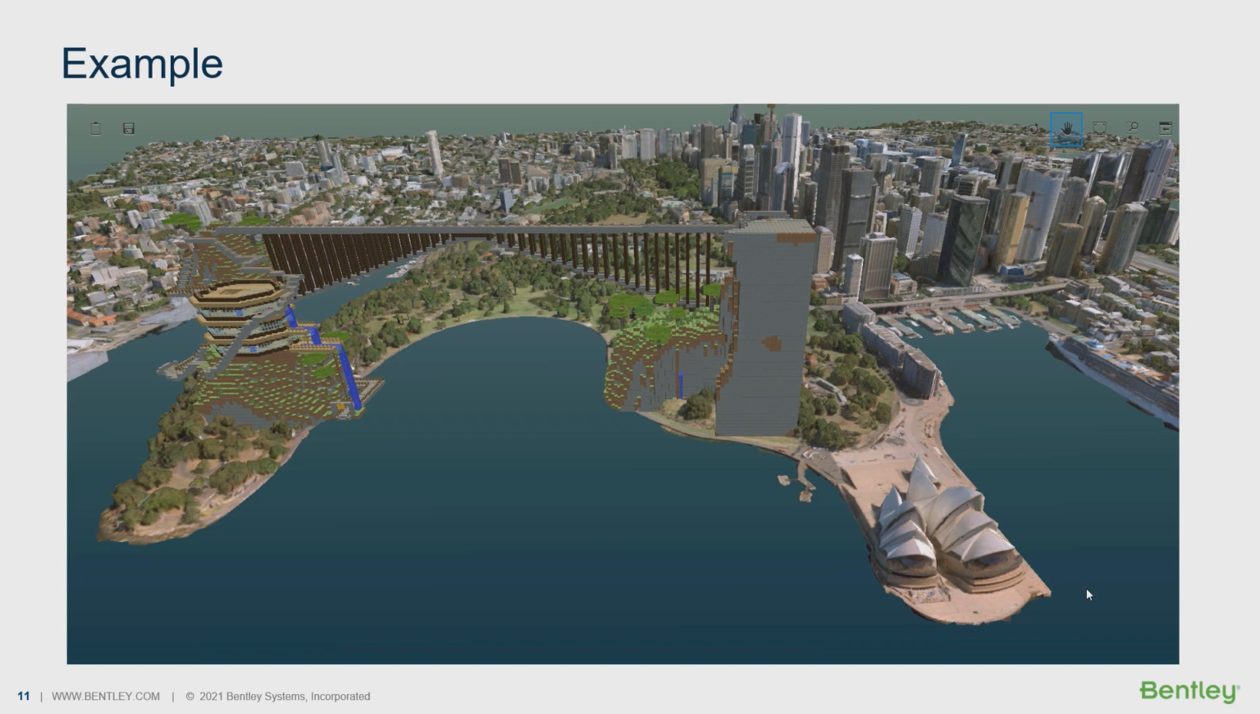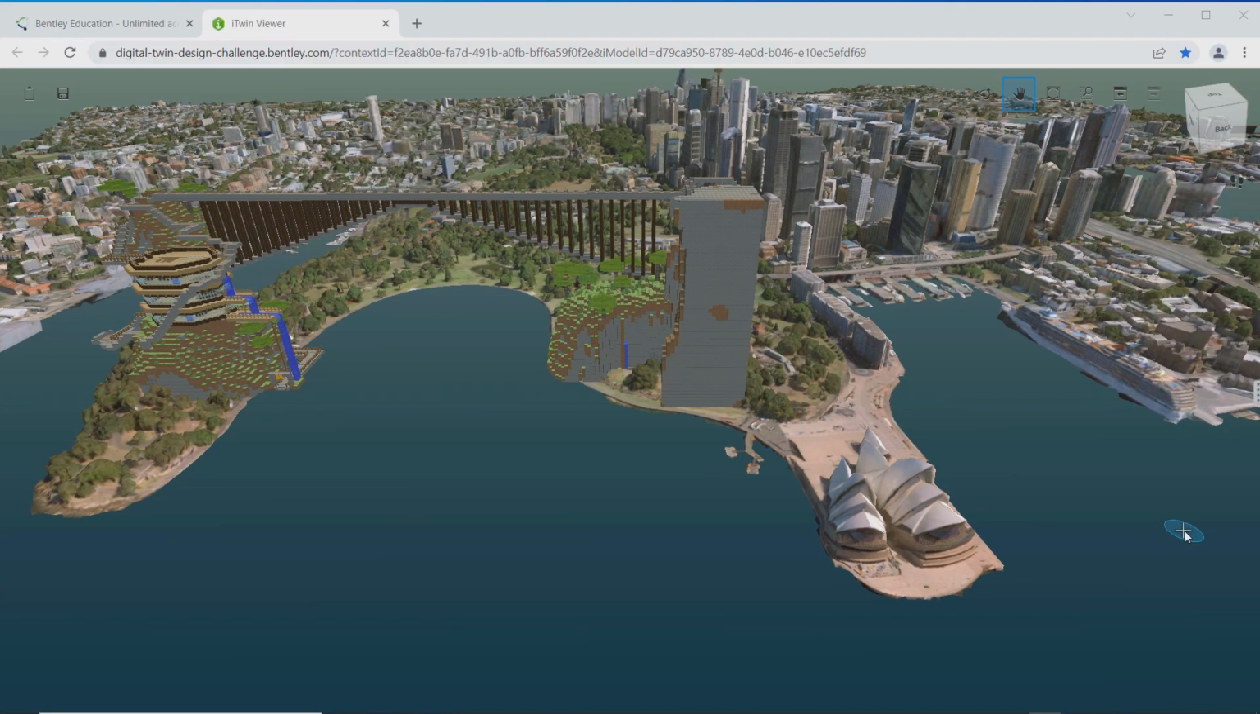All right, I want to show you a live example of what you'll be doing and what it might look like once you're using the iTwin viewer to combine your Minecraft model and a real-world location model. So here's an example of a Minecraft bridge placed in the Sydney Harbor reality model.